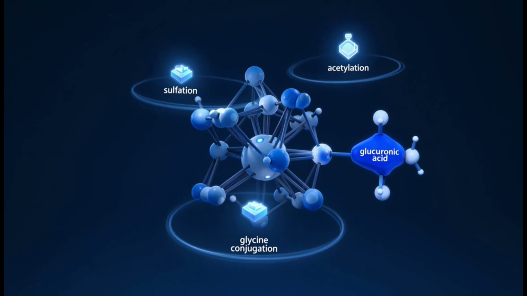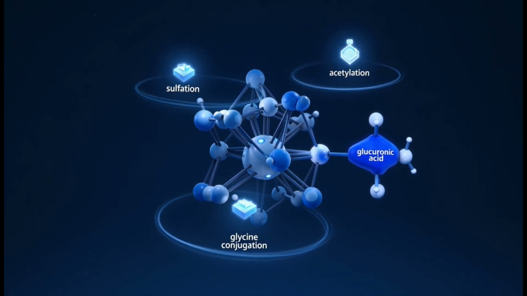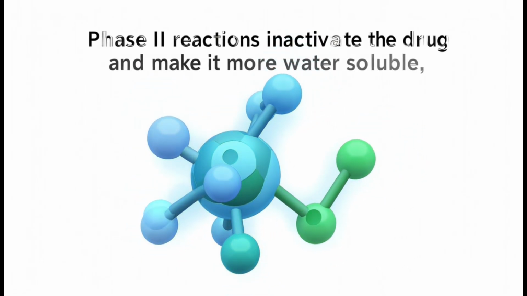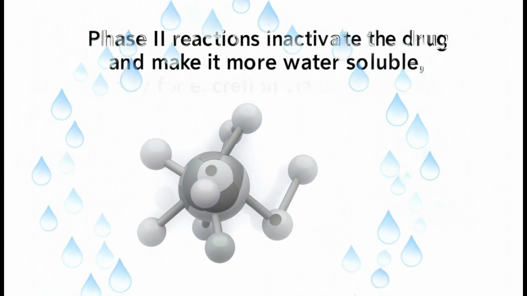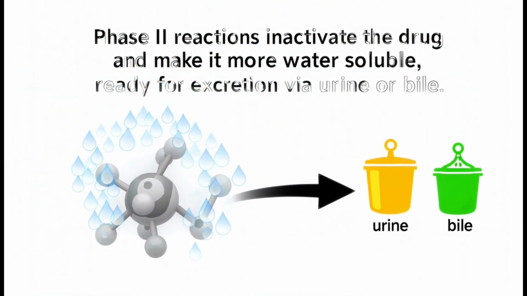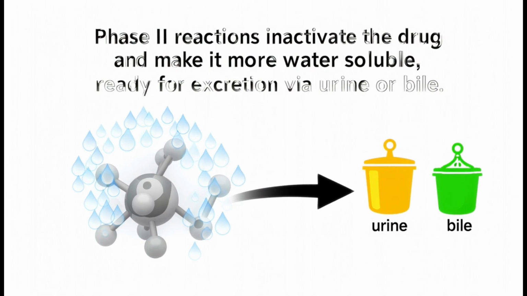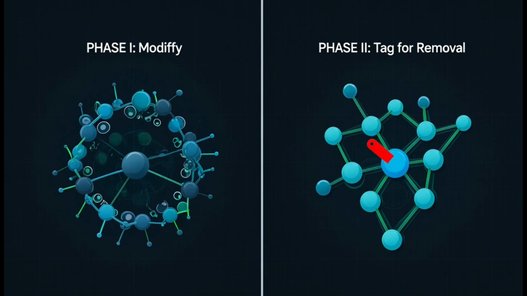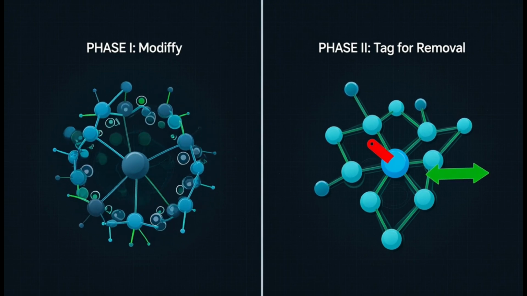And the key difference here compared to phase 1 is that phase 2 reactions almost always inactivate the drug, and they almost always make it significantly more water-soluble, which means it's now ready to be excreted, usually through urine or bile. So think of phase 1 as modifying the molecule, and phase 2 as tagging it for removal.